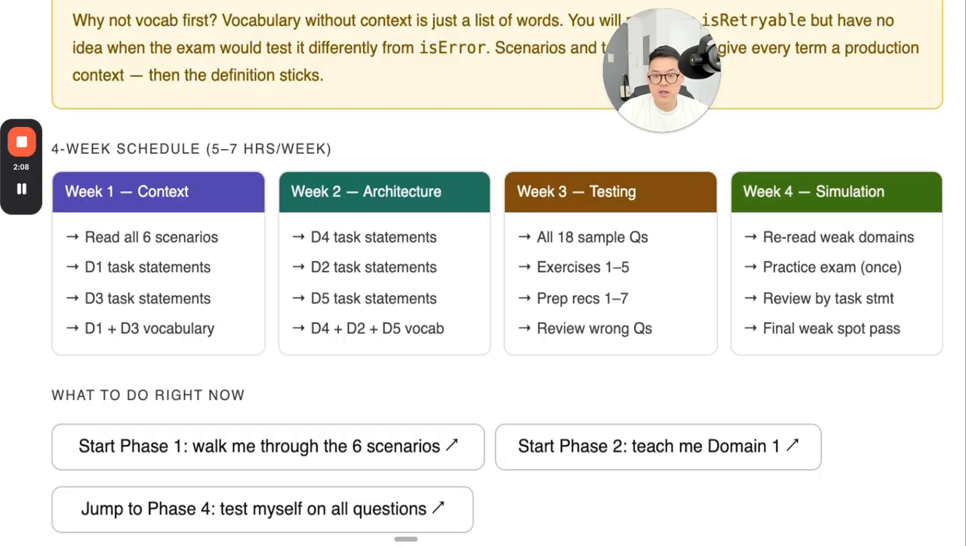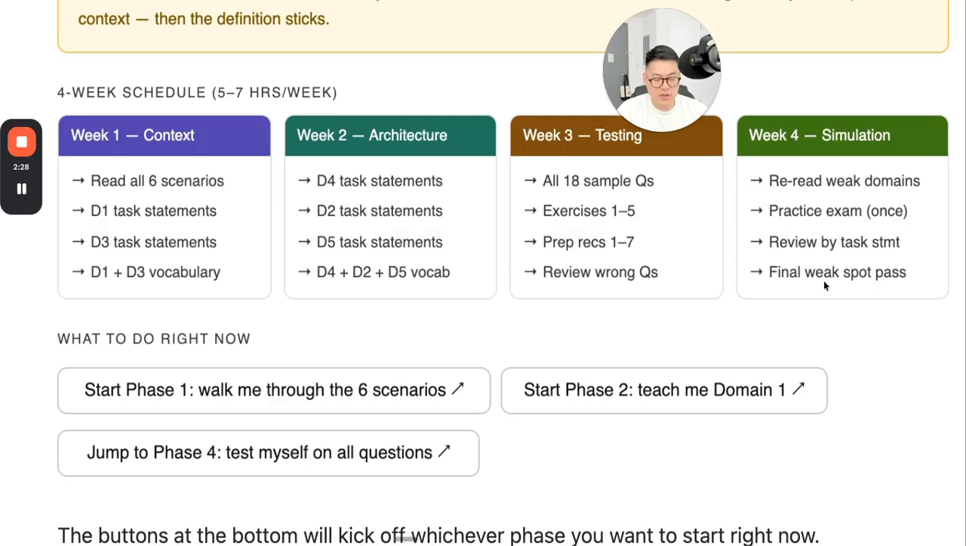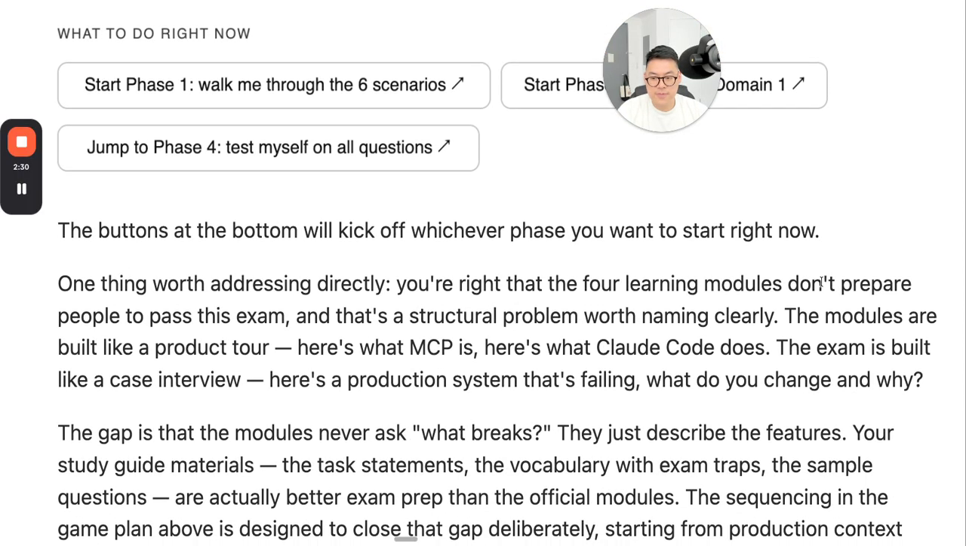and I followed this thing pretty much to the T. The first thing it's telling me to do is read all the scenarios, then the task statements, then focus on the vocab, then work on the sample questions, then the exercises, then the preparation requirements, and then take the practice exams. And then in the final week, you're finding the weak spots to go out there and pass.